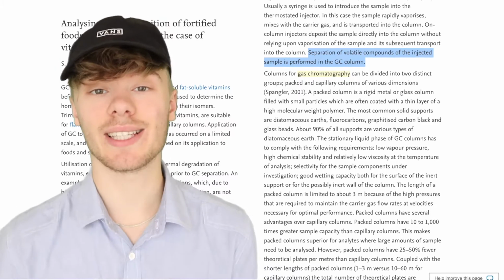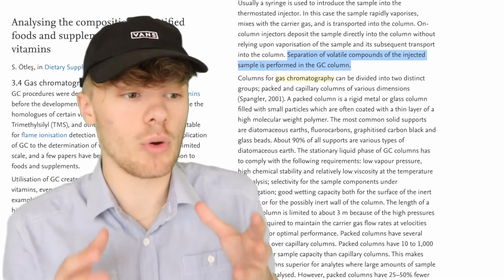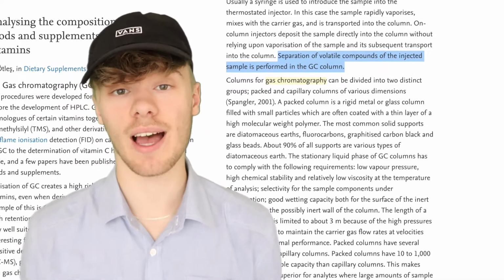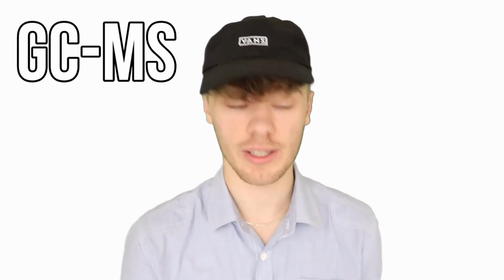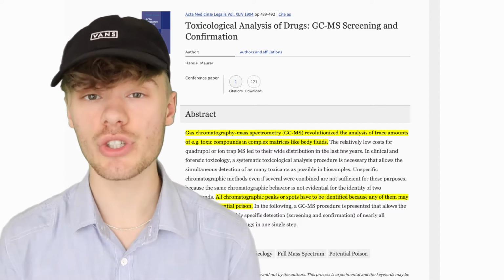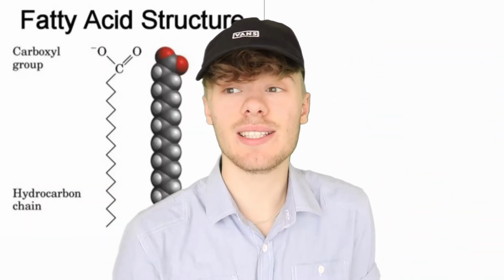This is a popular analytical technique that separates volatile compounds from their mixtures, and this is arguably the most common combination in modern forensic science. As a result, GCMS, gas chromatography mass spectrometry, is known to have quite literally revolutionized the analysis of compounds in complex matrices. Most commonly seen to analyze things such as benzene, alcohols, steroids, fatty acids, and hormones.